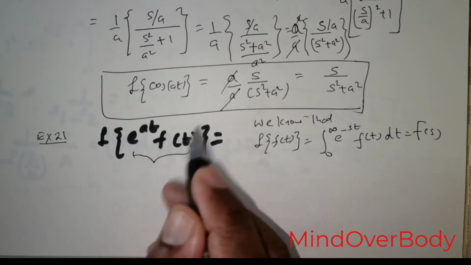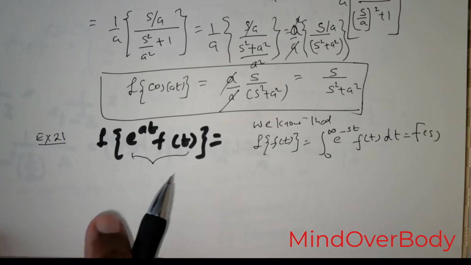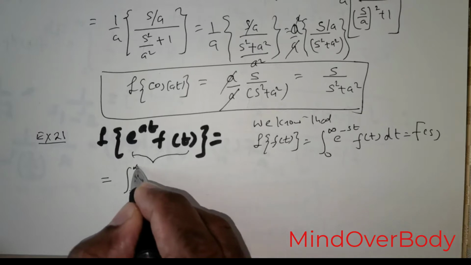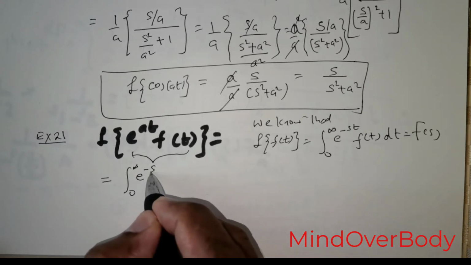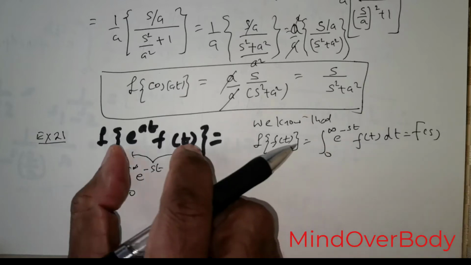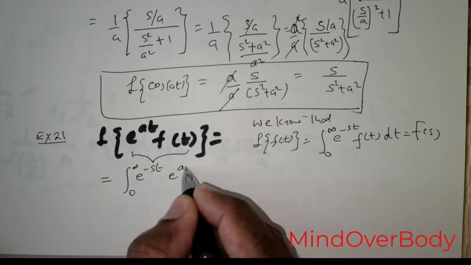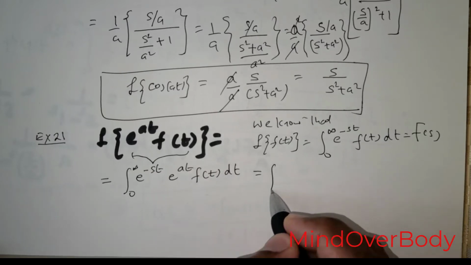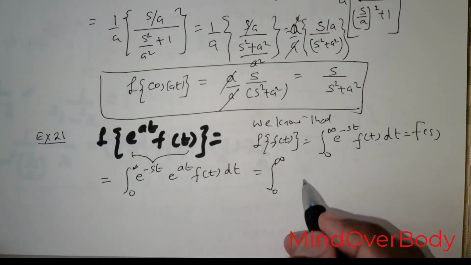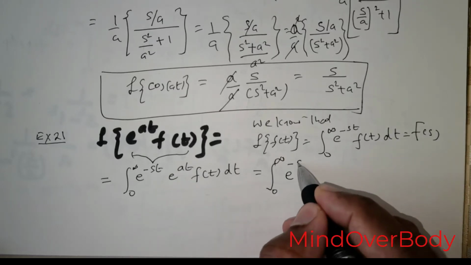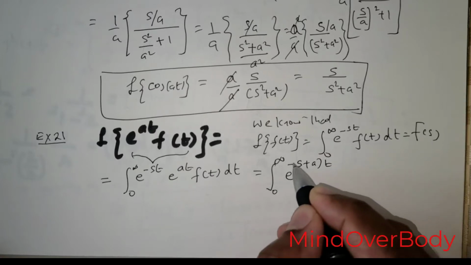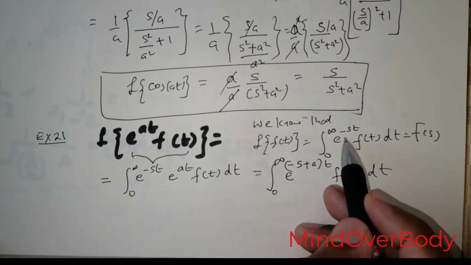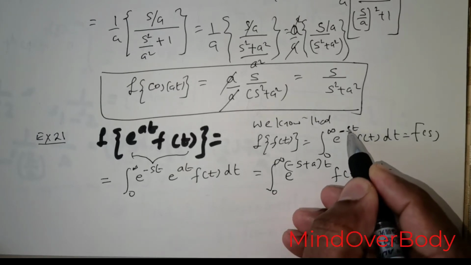Now this entire thing is taken as a function. So if I were to do that, then I can rewrite this as the integral from 0 to infinity of e raised to the power negative st times, in place of f of t, e raised to the power at times f of t times dt. Now this can be rewritten as the integral from 0 to infinity. I would be taking t out, so this is going to be negative s plus a times t times f of t times dt.